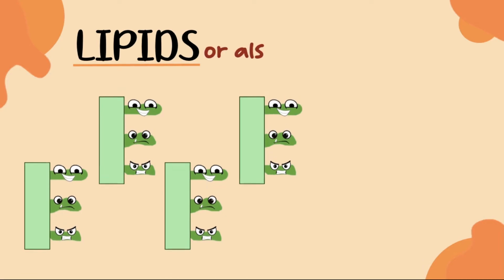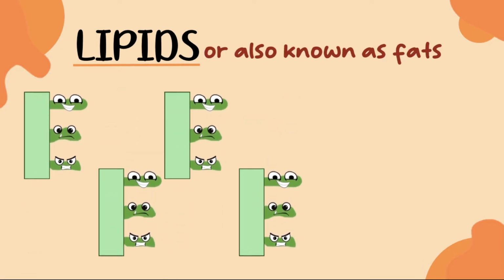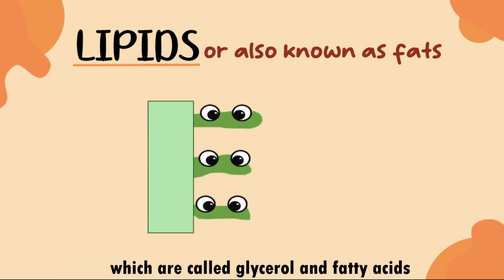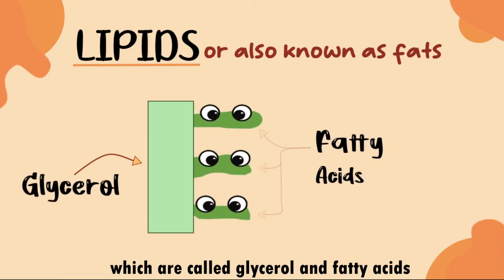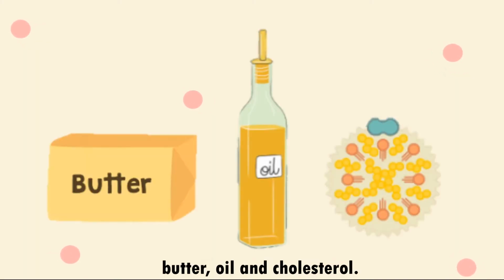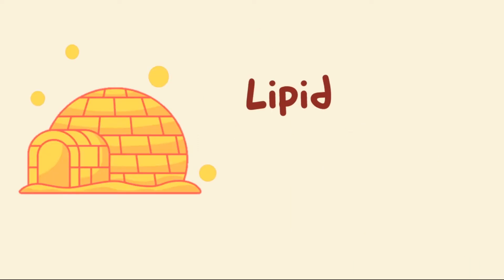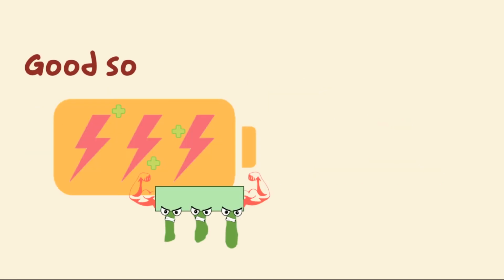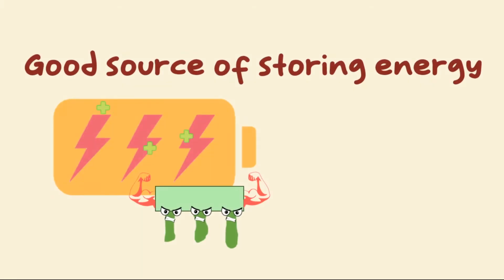Lipids. Lipids are also known as fats. They are made up of two monomers or building blocks, which are called glycerol and fatty acids. Examples of lipids are butter, oil, and cholesterol. Lipids also provide insulation, and they are a good source of storing energy.